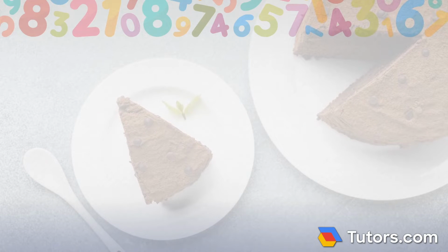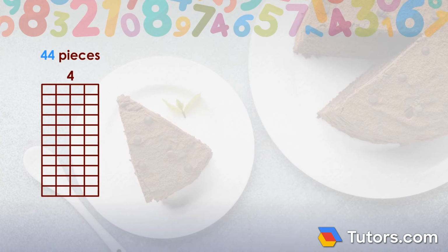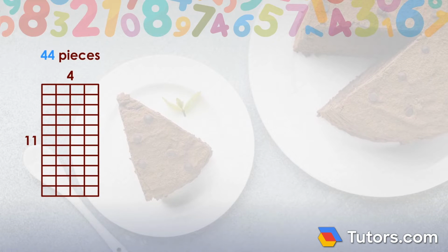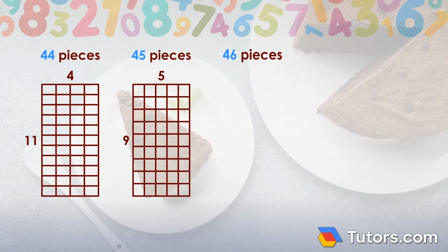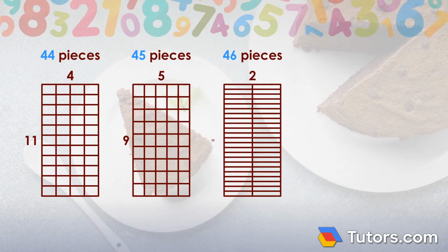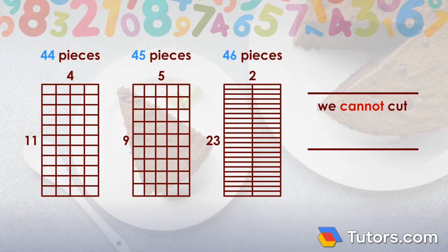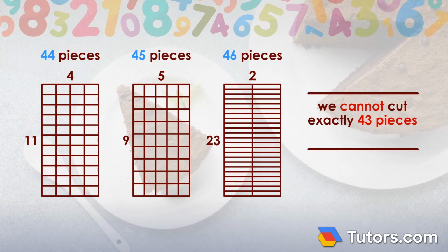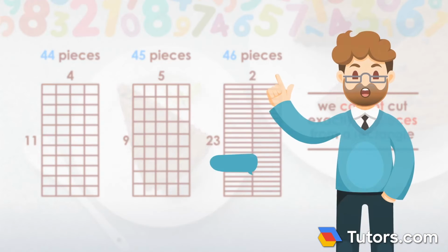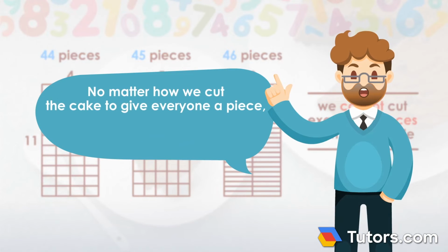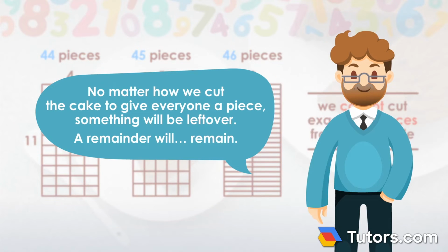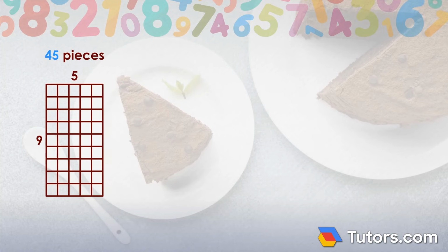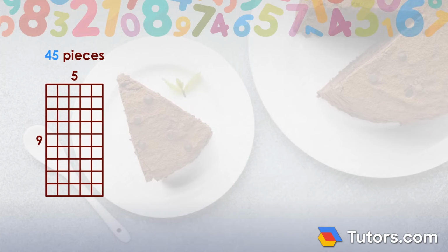We could cut the cake to make 44 pieces by cutting 4 rows of 11 columns. We could cut the cake 45 pieces, 5 rows of 9, or 46 pieces, 2 rows of 23. But we cannot cut exactly 43 pieces from a rectangle. No matter how we cut the cake to give everyone a piece, something will be left over. A remainder will remain.